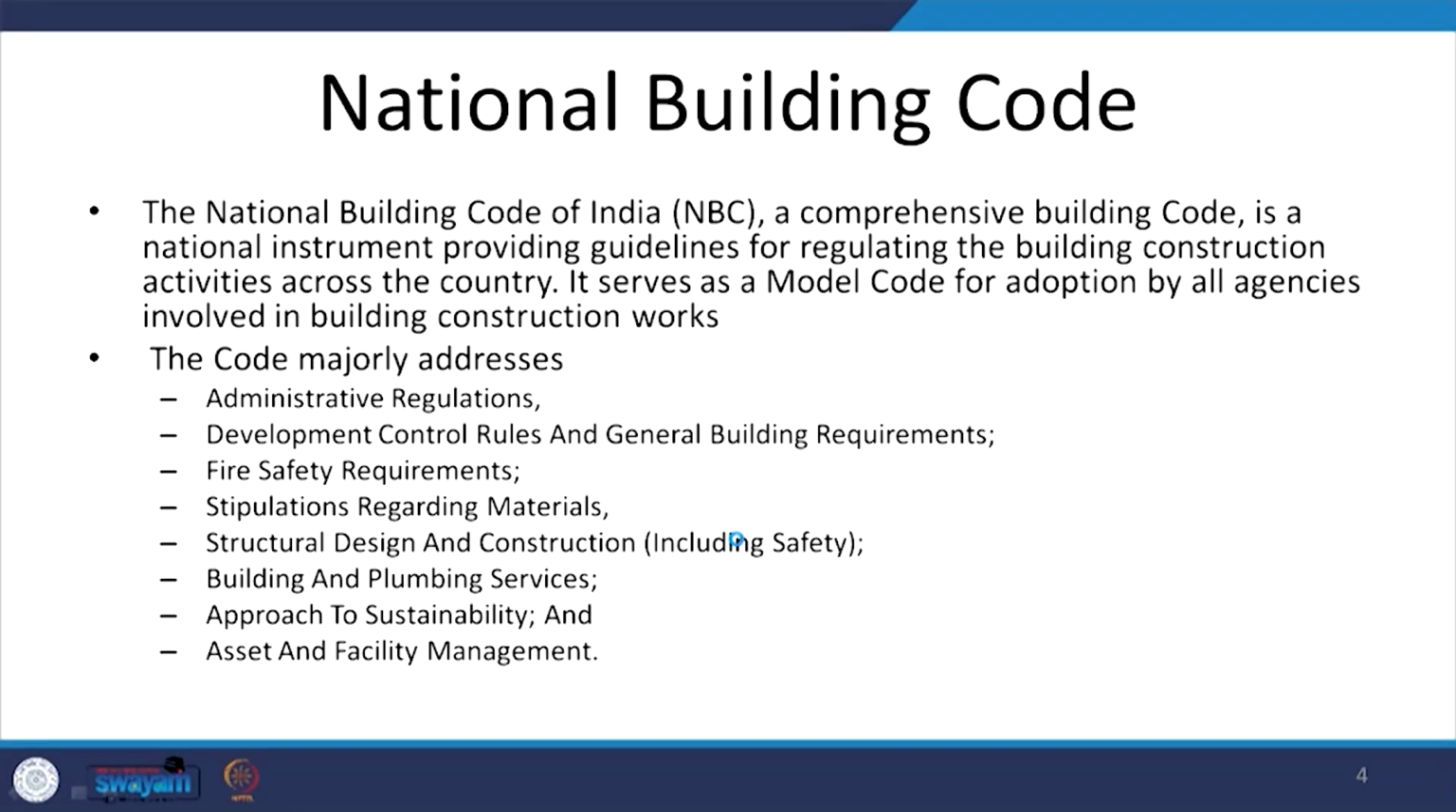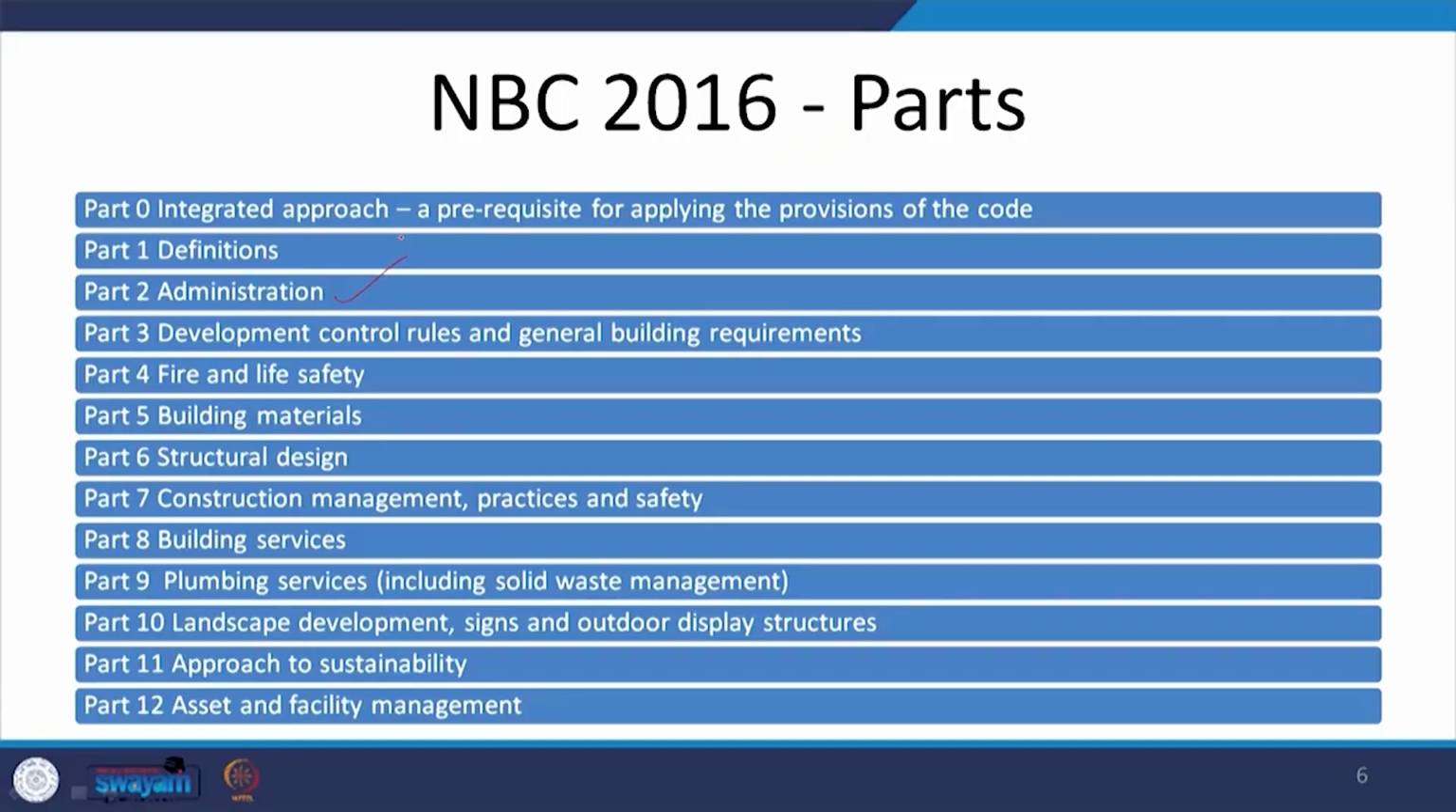National Building Code is a comprehensive building code, and it talks about almost all the features and parameters which are related to the building, sustainable building and buildings in general. It addresses a lot of these different issues right from the administration to developmental controls to fire safety, building materials, structural design, construction management practices and safety, building services, plumbing services, landscape development, and we also have asset and facility management.